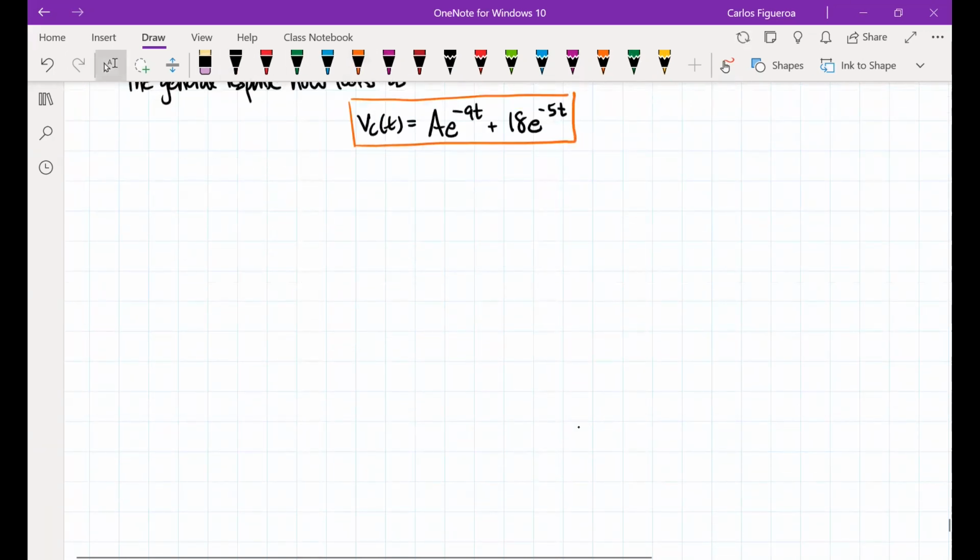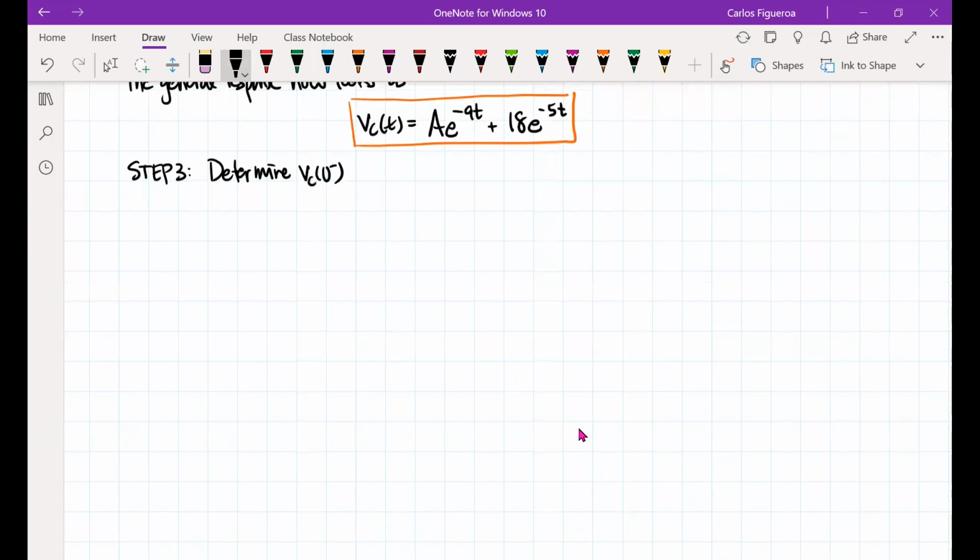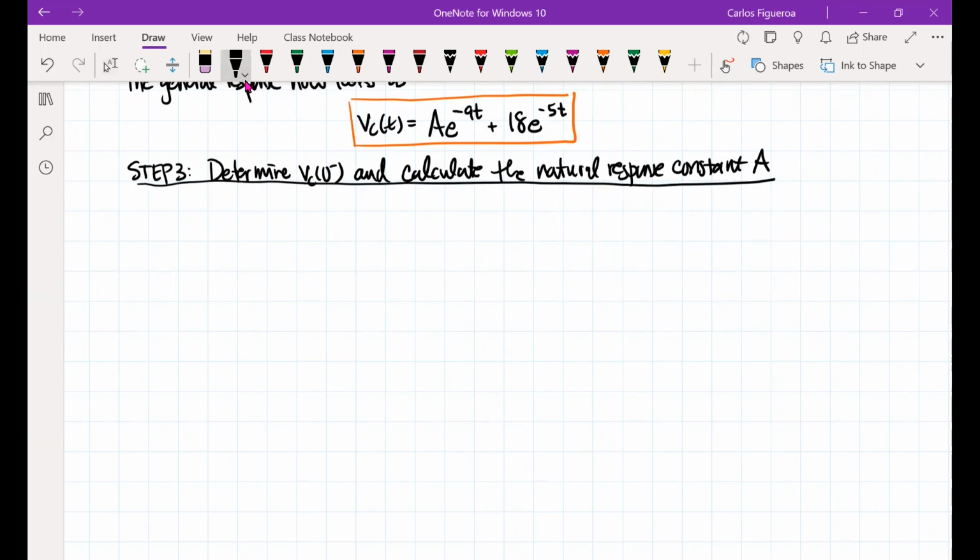And what we're seeing here is that we're now on step 3. Step 3, we need to determine the initial voltage of the capacitor at 0 minus and calculate the natural response constant A. So I need the circuit at t equal to 0 minus. Here's what we have for our circuit.